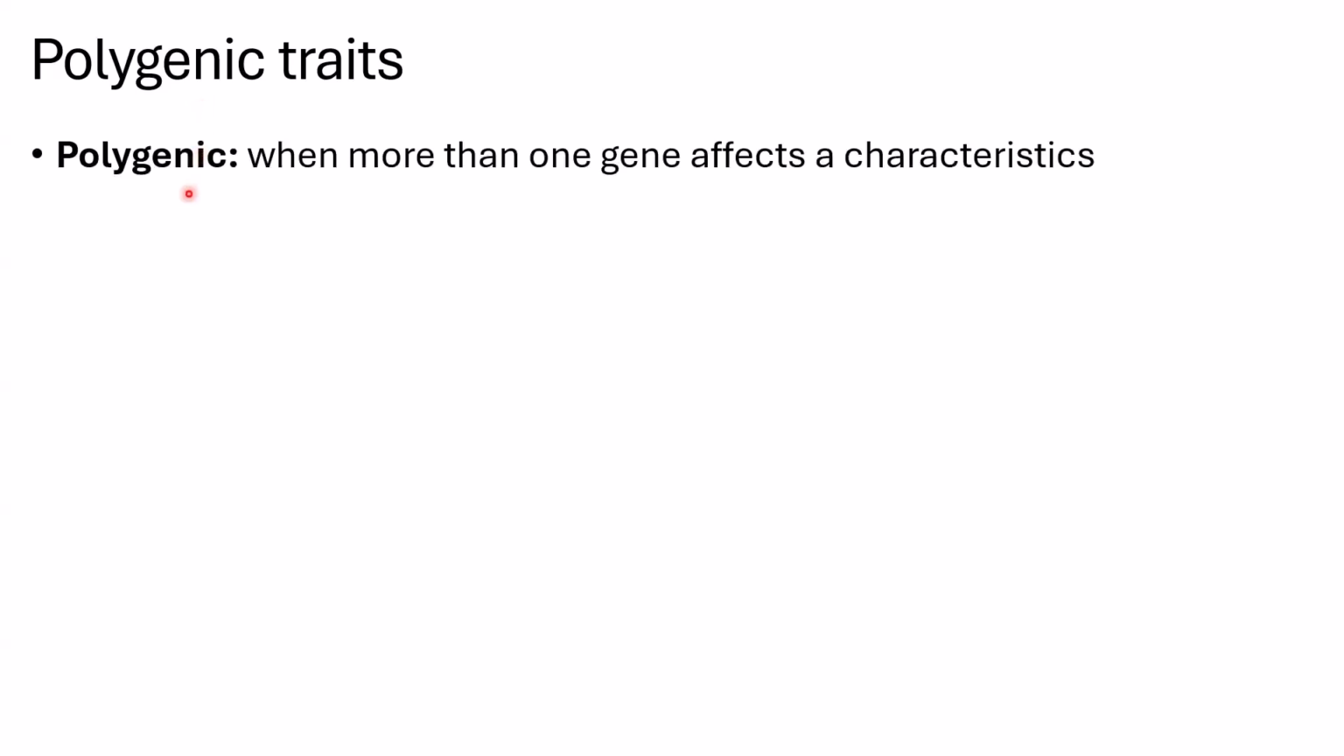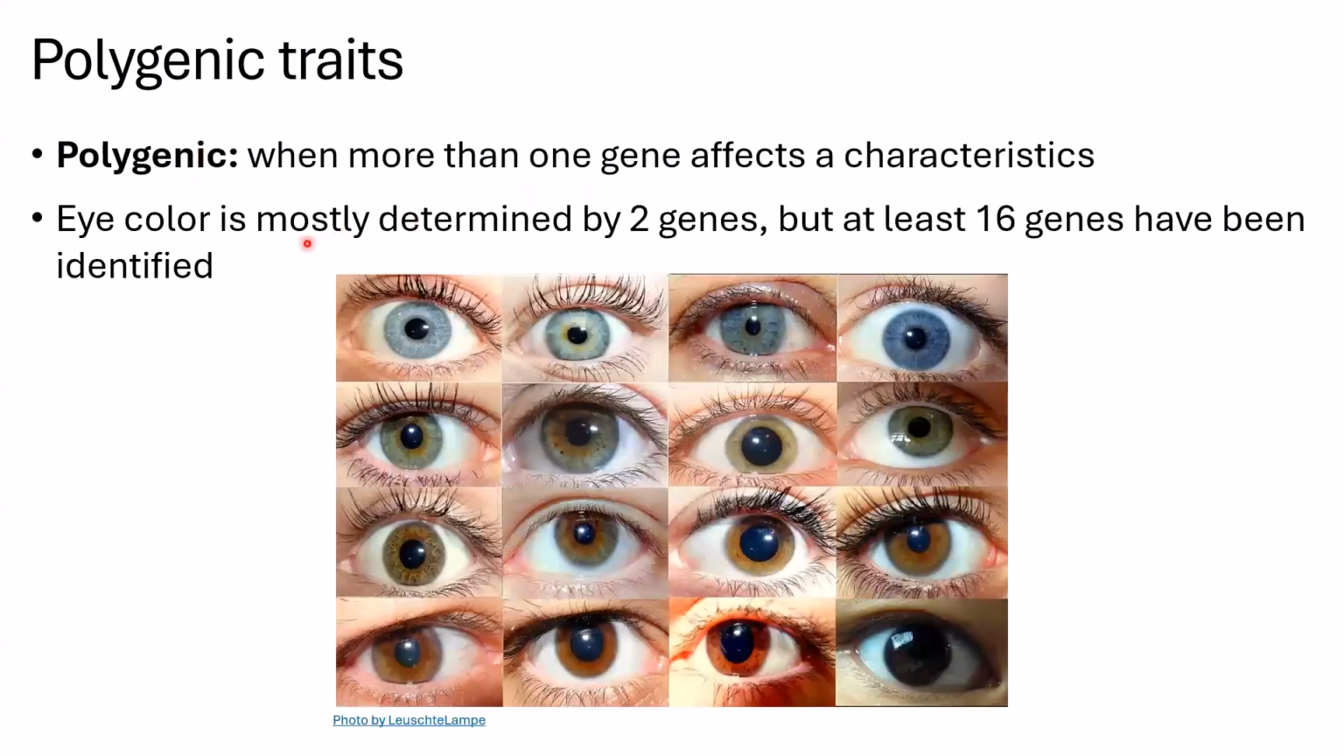One of the good things about pea plants is that each of their traits were linked to a single gene, making it easier to isolate the inheritance of a single characteristic. However, many characteristics are determined by multiple genes. For example, eye color is mostly determined by two genes, commonly thought of as the genes that determine whether an individual has brown, blue, or green eyes. However, there are many more possible eye colors, and at least 16 contributing genes have been identified.